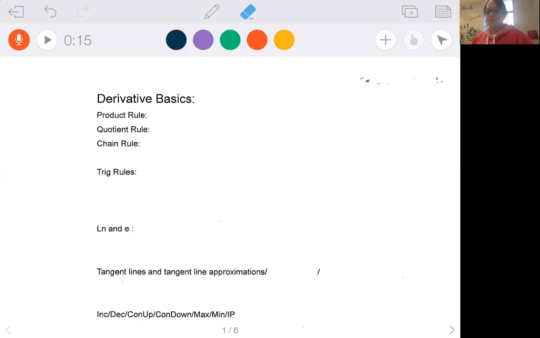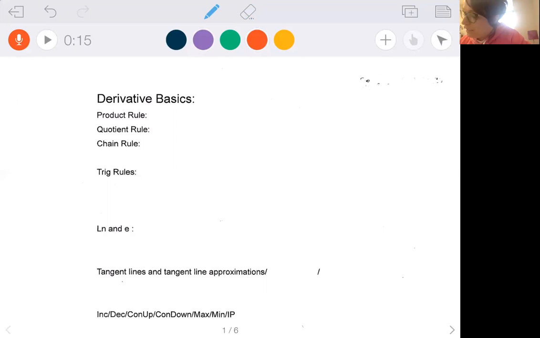Anyway, let's start with some derivative basics. So remember, derivatives are rates of change. They're slopes of tangent lines. They're instantaneous rates of change. So make sure you understand that when it says find the slope of the tangent line or find the instantaneous rate of change, you are taking a derivative. I'm not going to review the power rule because that one you should have down.